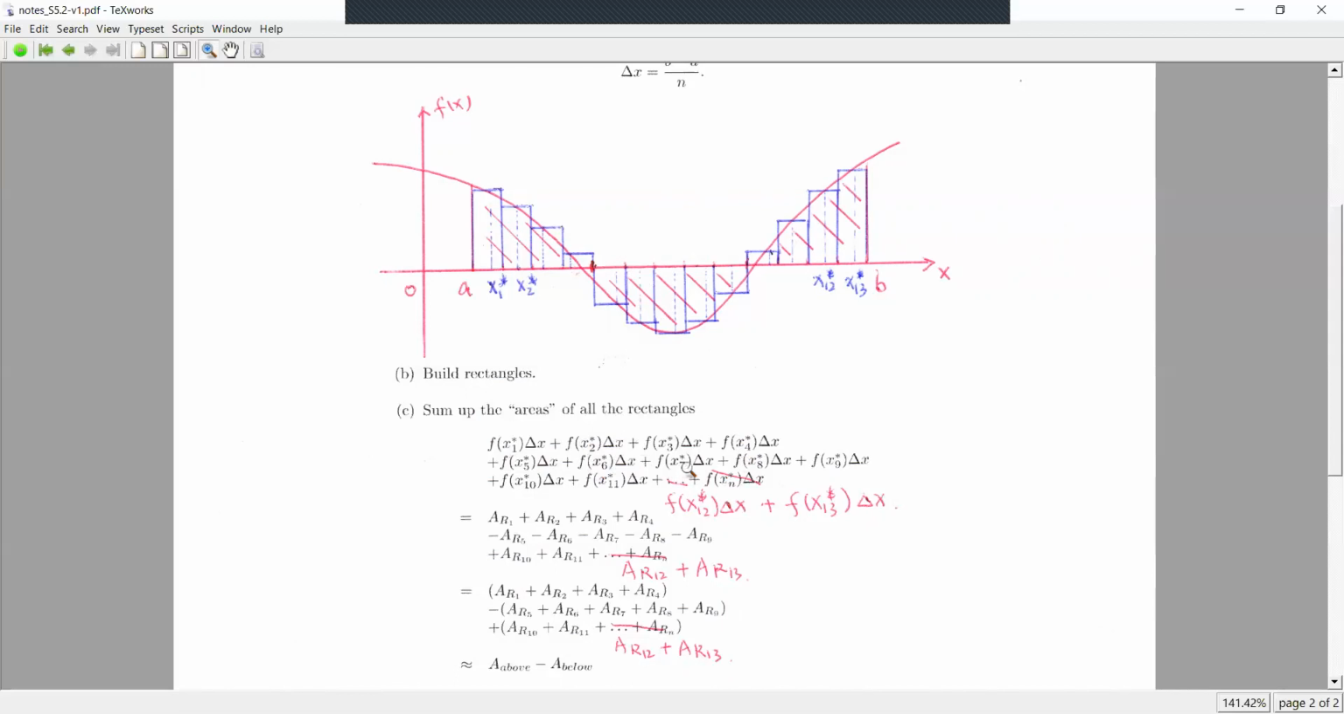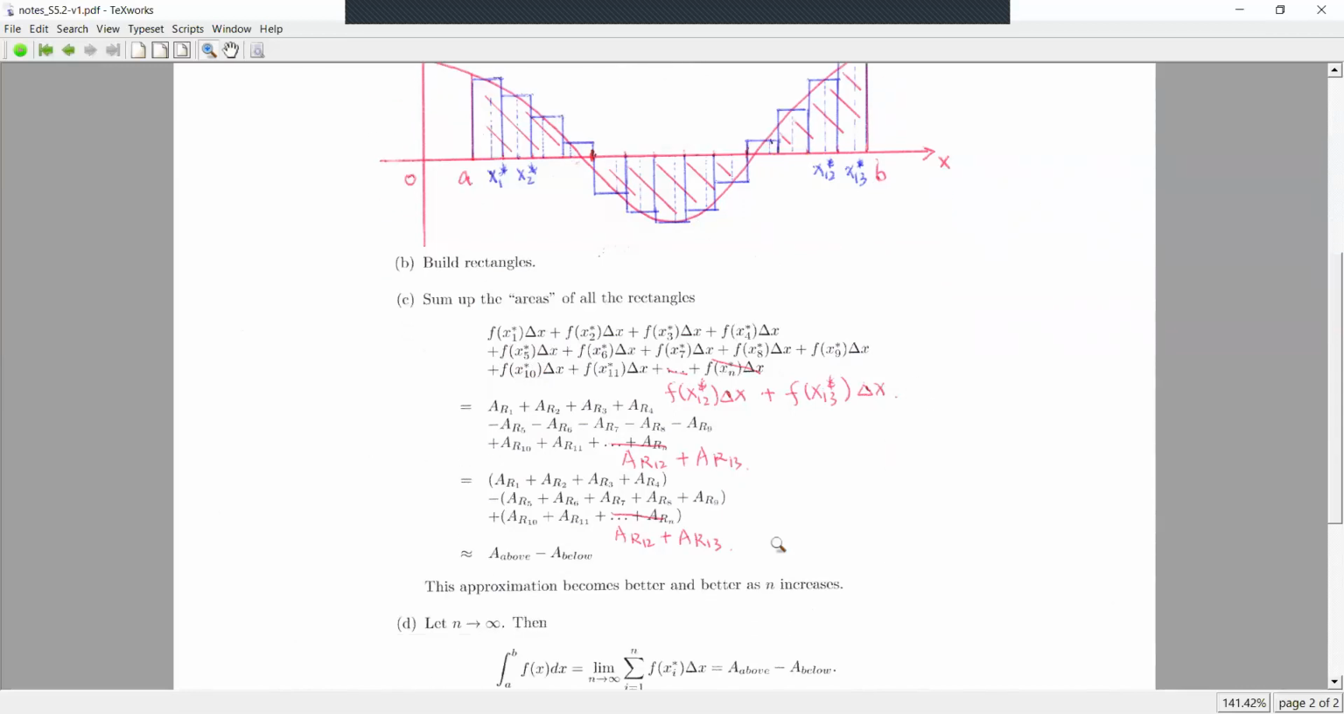Similarly, for the 7th rectangle, for the 8th rectangle, and for the 9th rectangle. For the 10th rectangle, the 10th rectangle is here. I pick a point, and then the function value at this point is positive. Can you see that? Positive. So function value at this point times base is a positive number. It is the area of this rectangle.